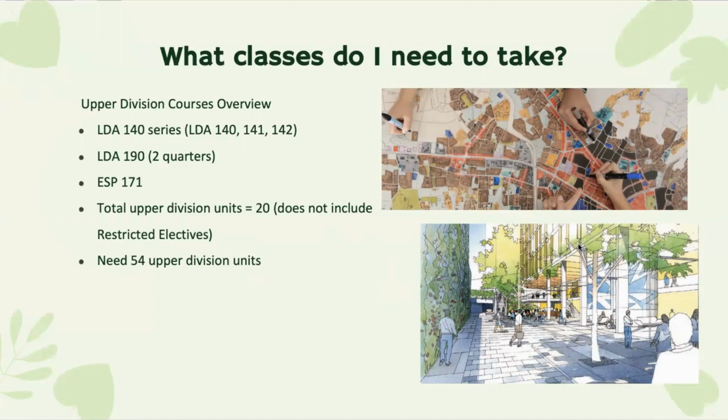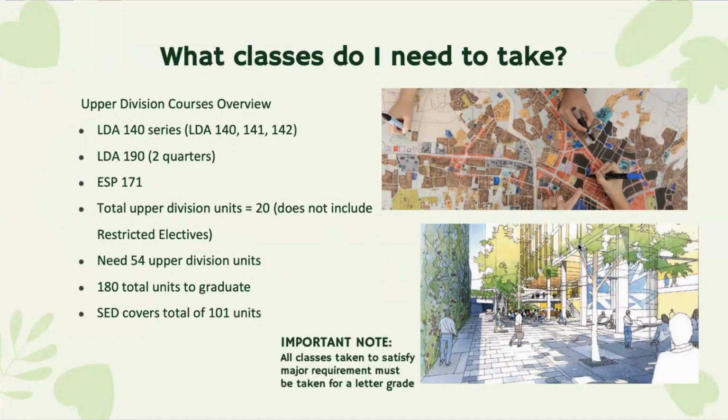Students need a minimum of 54 upper division units and at least 180 units overall to graduate. The Sustainable Environmental Design major satisfies 101 units in total. It is important to note that all classes to satisfy major requirements must be taken for a letter grade.